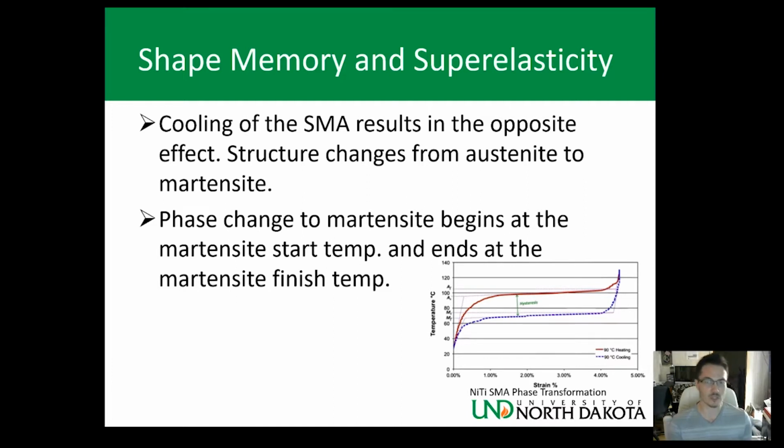And so the phase change begins at the martensitic start temp and ends at the martensitic finish temp. And you can see this nickel titanium SMA phase transformation chart here. That's just a temperature versus strain graph. And you can see the hysteresis of it and how it works regarding the heating and then the recooling, and the martensitic to austenitic transitions are listed on the left. You can see austenitic finish and start temps and the martensitic finish and start temps.